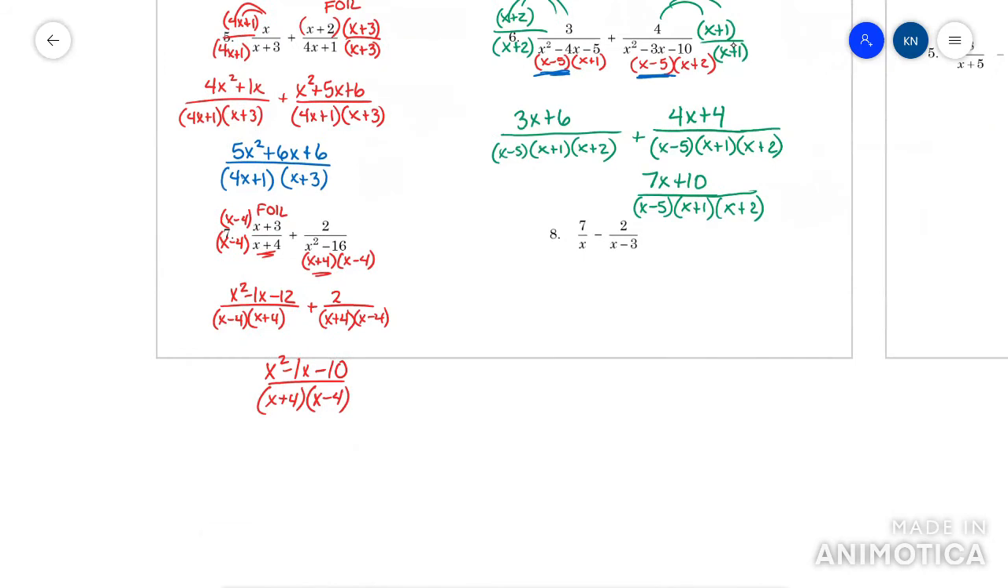Okay, and then this last one. Again, I like to distribute the negative sign first. Then I can worry about common denominators. The guy on the left needs x minus 3. The guy on the right just needs x. Don't forget to distribute. You'll get 7x minus 21. And then you got negative 2x over that common denominator. Combine your like terms. And nothing to it.